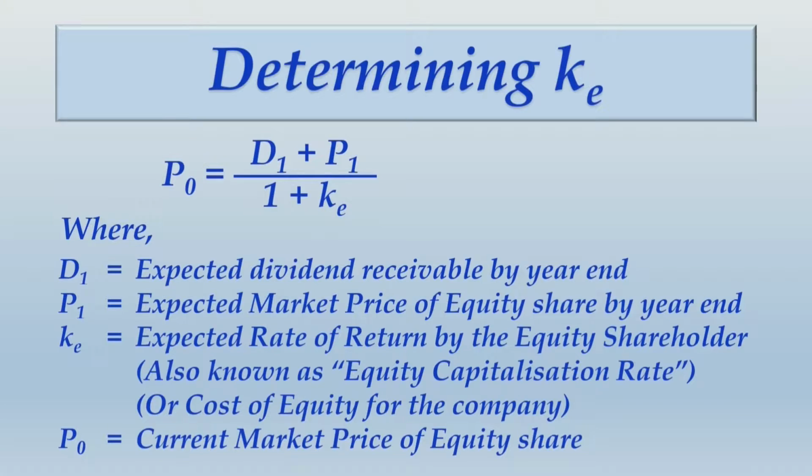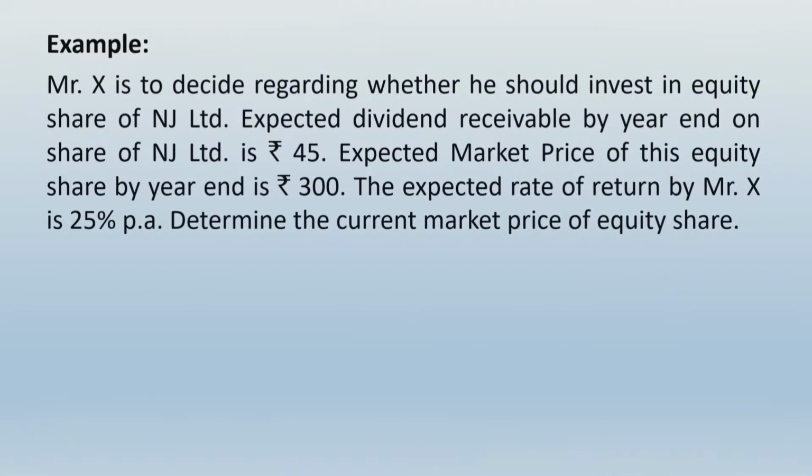Let us move ahead and take up one new example, because if I repeatedly talk about the same example, you will also get bored. Let us read this example. Mr. X is to decide whether he should invest in the equity share of NJ Limited. Expected dividend receivable by year end on the share of NJ Limited is rupees 45. Expected market price of this equity share by year end is rupees 300. The expected rate of return by Mr. X is 25%. Determine the current market price of the equity share.